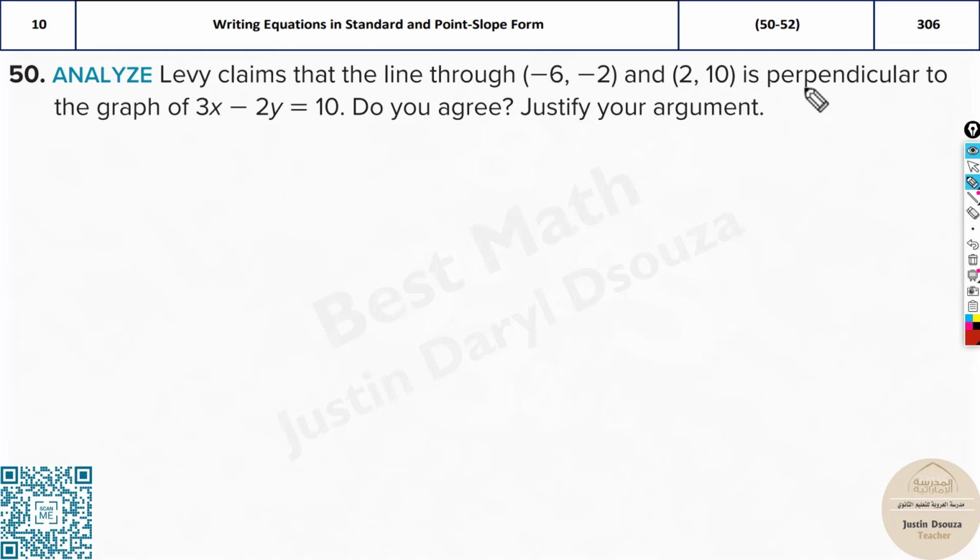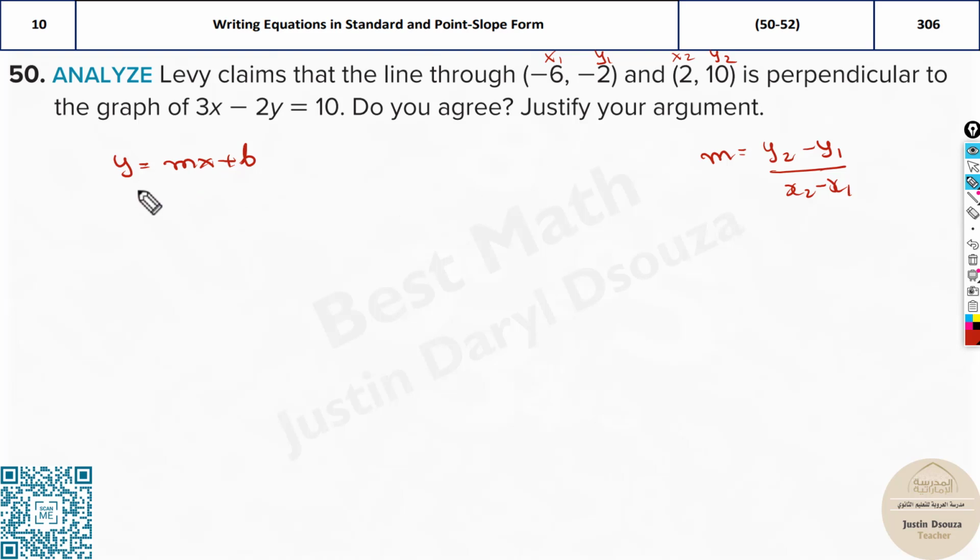So how can we tell whether they are perpendicular? We need to find the slopes. We have 2 points here, (x1, y1) and (x2, y2). With those points, we can find the slope by m equals y2 minus y1 divided by x2 minus x1. And we have an equation in standard form. If we write it in slope-intercept form, y equals mx plus b, then we can get the slope easily, right? And then we can compare.